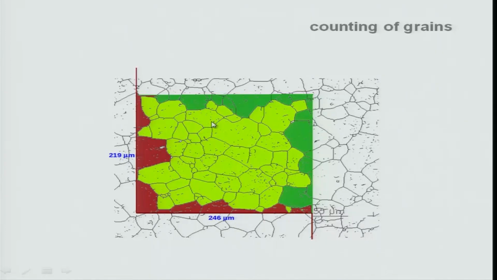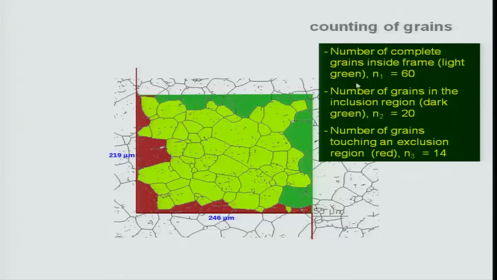So, if I look at this count, I get the number of complete grains inside the frame. These are the light green ones here, they are 60 in number. So, we will count them as 60. Number of grains in the inclusion region: the grains which are intersecting only the inclusion region, the green lines, will be counted, and they number 20. Number of grains touching an exclusion region, the one where the red line of the mask is there, is 14, and they are going to be ignored.